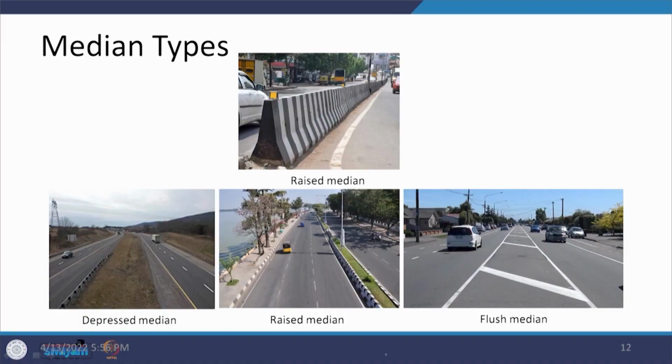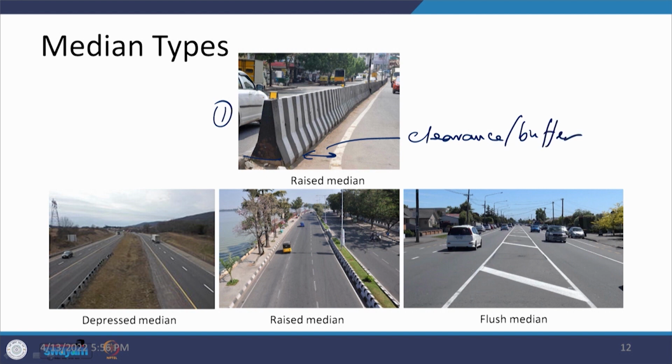Here what you can see are the different types of medians which are being shown. The first one is a raised median, and this raised median is taking less space in the sense that it is a concrete system, but along with that concrete system you have a clearance or buffer on the side.